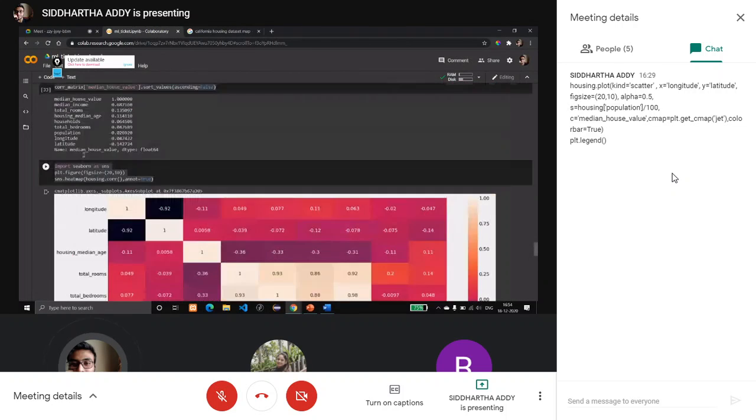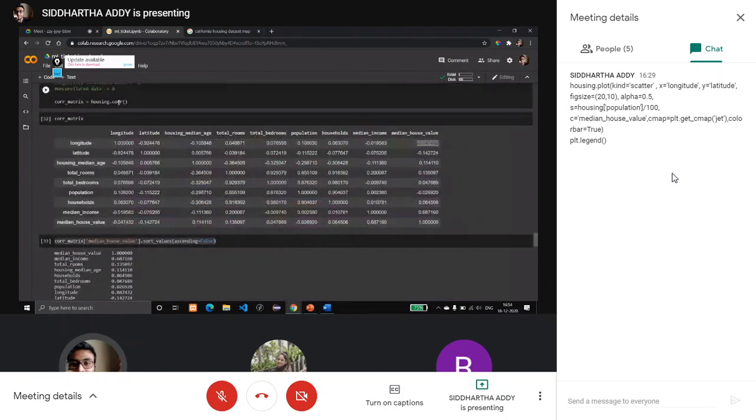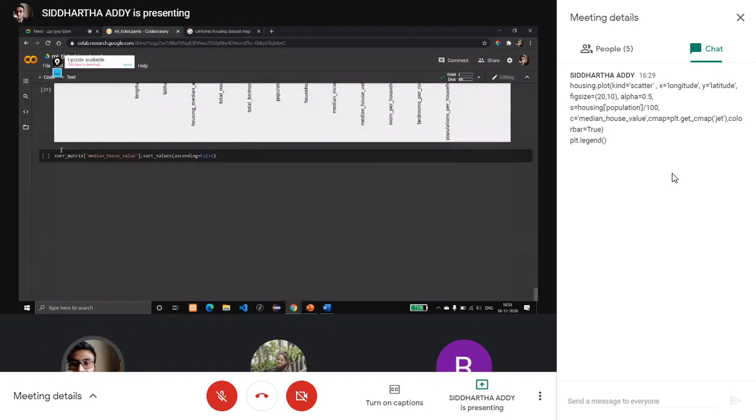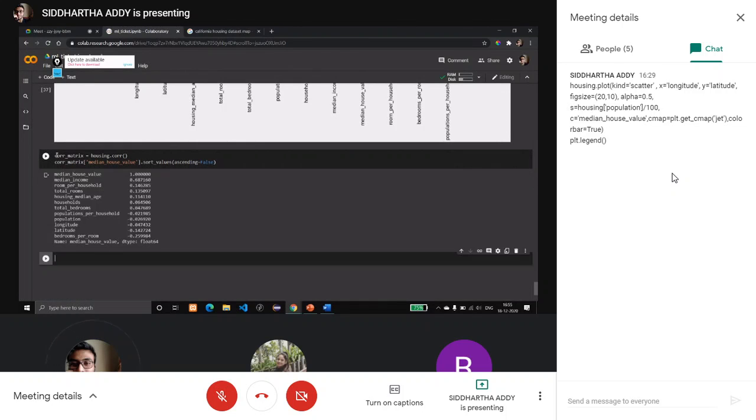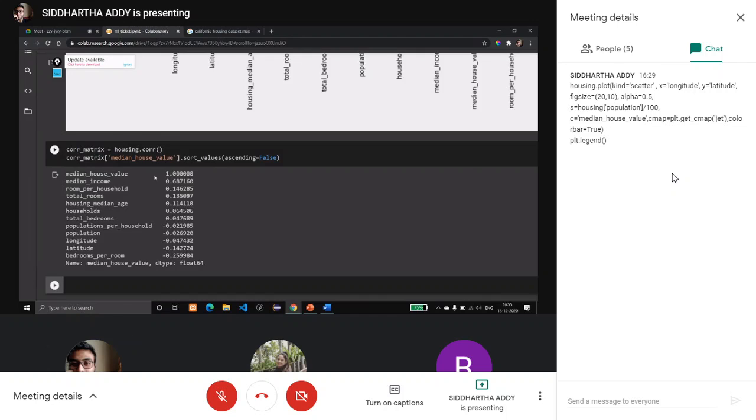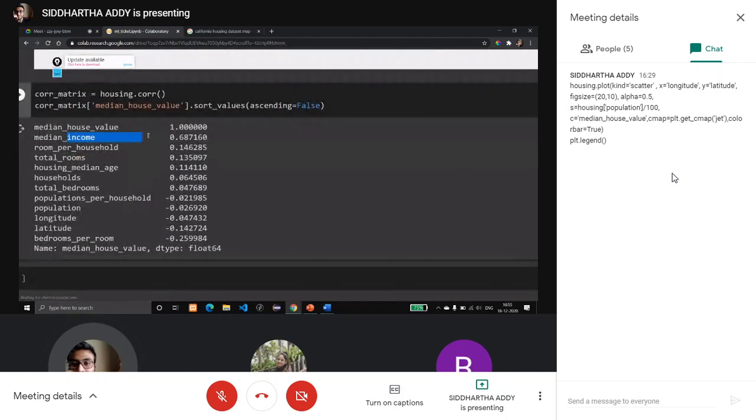Copy, paste. I also want that correlation matrix like this one, and sort them in ascending order so that we have a clearer idea of what we are looking at. Look, after the median income, the rooms per household takes the place. So it is much more correlated, right? We have created a value which is more correlated than the existing ones.